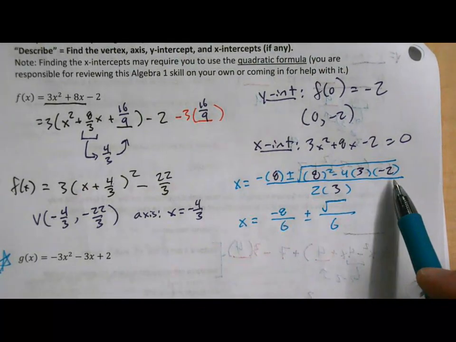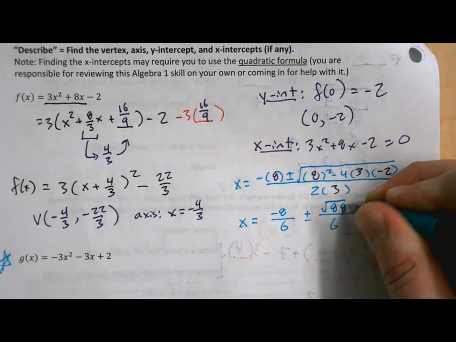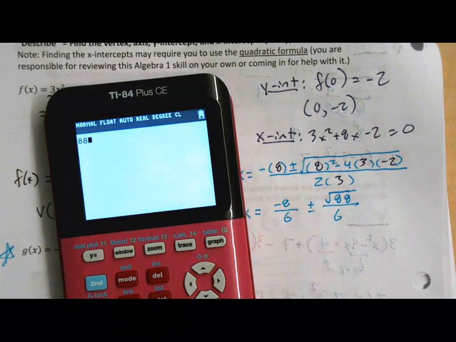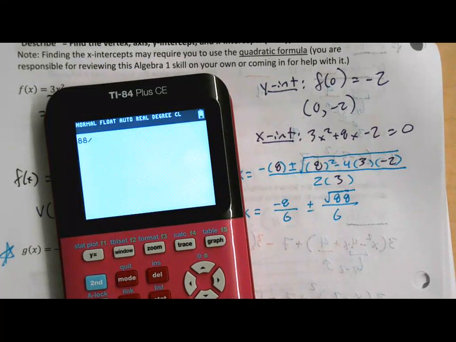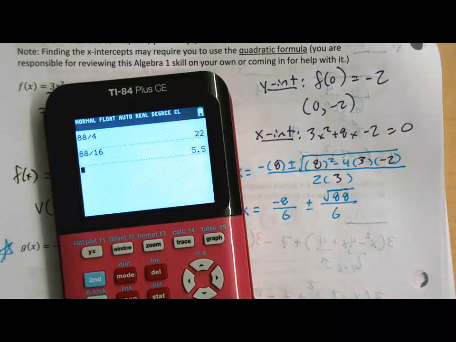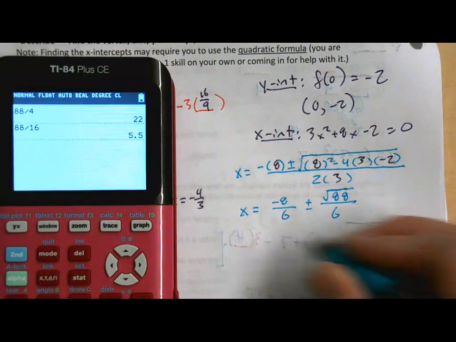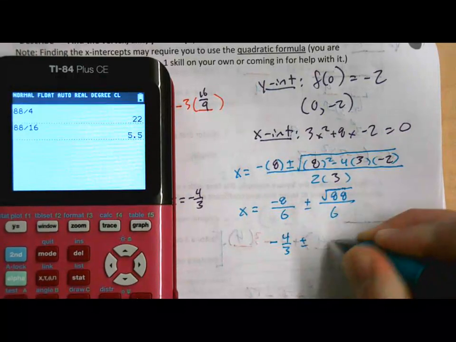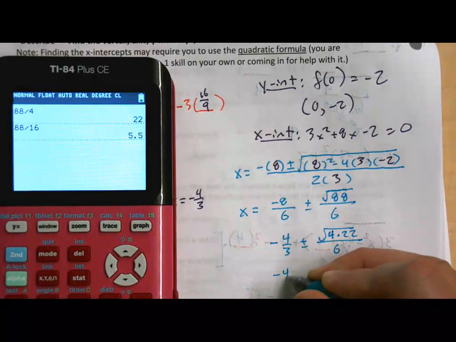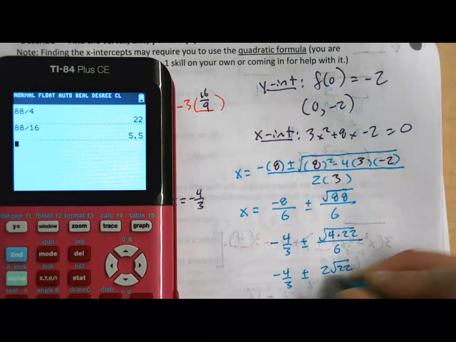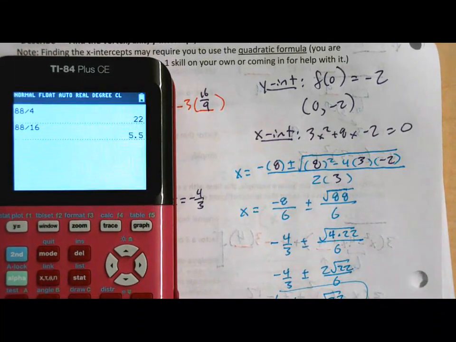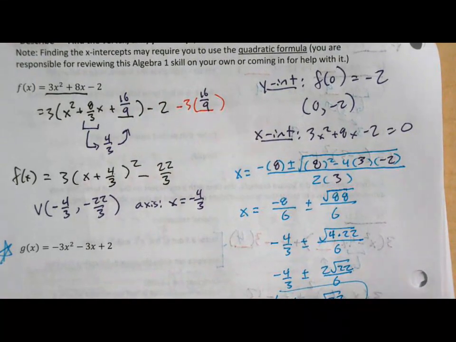$64, $24, $88. $16, I don't think so. Why did I circle that? That's not my answer.